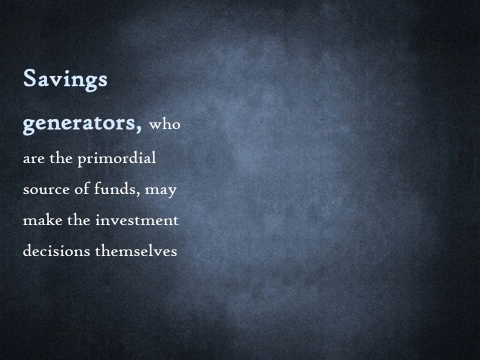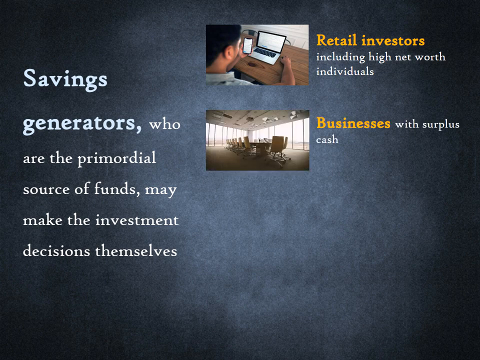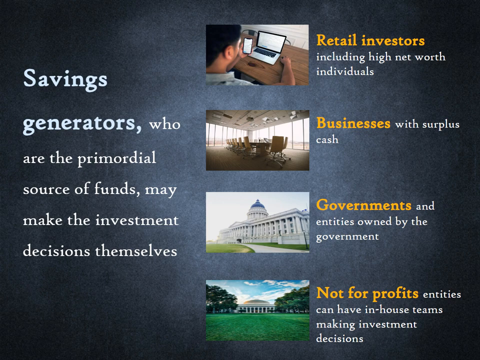Savings generators can make capital allocation decisions themselves. Think of a retail investor who invests in stocks of individual companies or a high net worth angel investor in a startup. Businesses, like individuals, also generate surpluses and they may invest either tactically or strategically. In fact, some corporates have venture capital arms that directly invest in disruptive companies within their own industry. Governments and government-owned entities also make investment decisions with surpluses they generate. Some have specialized investment arms in the form of sovereign wealth funds. Not-for-profits may have investment offices that are investing, at least a part of their endowment, themselves, though they also use professional money managers.